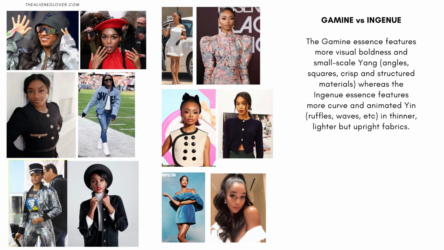When we put them together, we see that the Gamine has more of that visual boldness, that small-scale yang with the angles, the squares, the more structured materials, whereas the Ingenue has more of that youthful, small-scale yin, more curve, more thin, light fabrics, but still that animated youthfulness that gives that uprightness or playful exaggeration and overall simplicity.